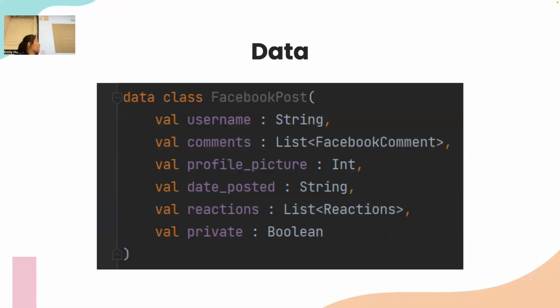So our first thing is our data. You can still store your data within a list, but now, for example, if you want to have a Facebook post, you treat it more like an object. So you have your different parameters: your username, your comments, your profile picture, date posted, reactions, and private. And then within your list, you're gonna have a list of Facebook posts, essentially.